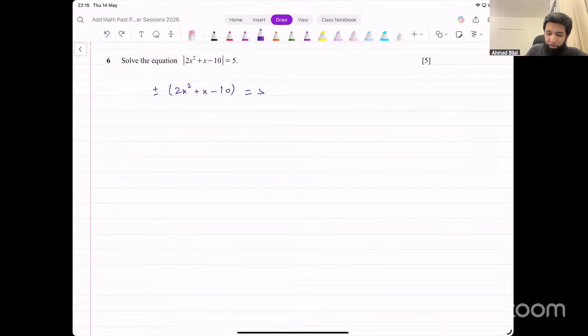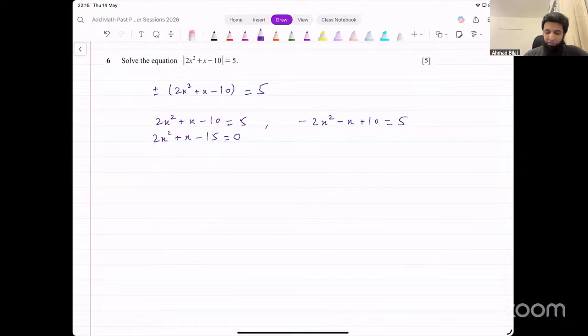Now you get two equations from that. One equation is 2x squared plus x minus 10 equal to 5. And the other equation is minus 2x squared minus x plus 10 equal to 5. Now these are both quadratic equations. We need to solve these quadratics now. 2x squared plus x minus 15 equal to 0.